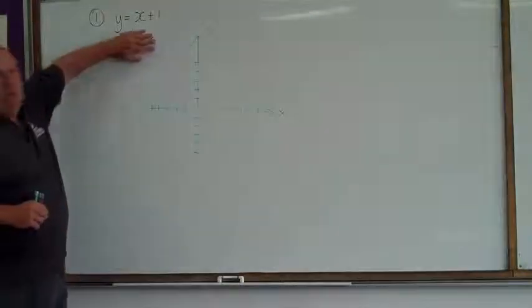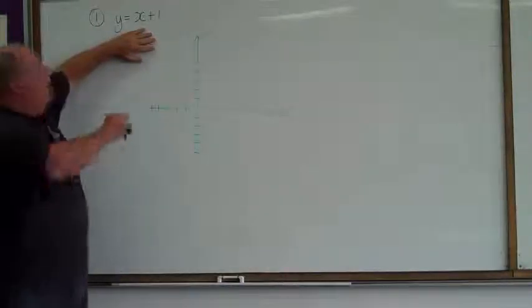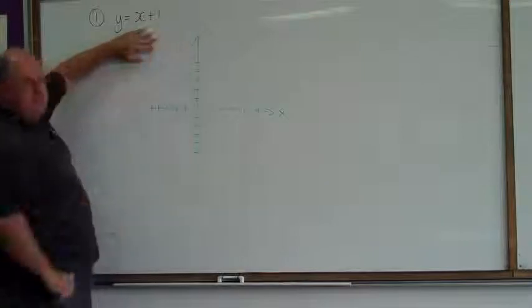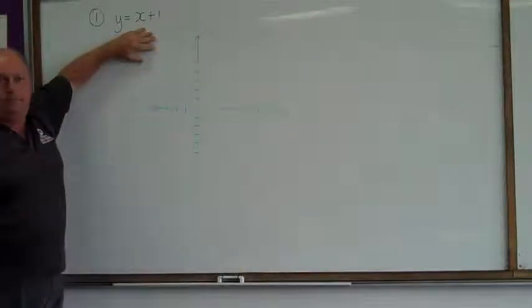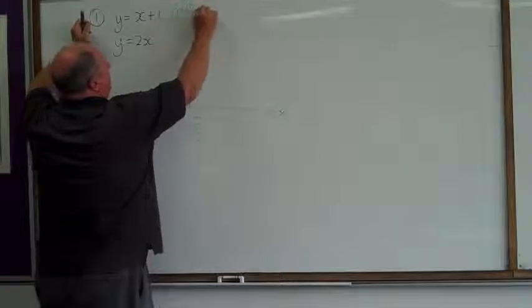Right, we look at one rule at a time. So I'm going to look at the first rule here, y equals x plus 1. This is in the form of y equals mx plus c. What's the gradient of this graph? 1. And what's the y-intercept? 1. So you might want to write that next to it somewhere, m equals 1, c equals 1.